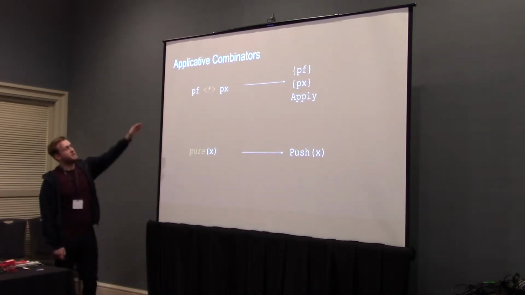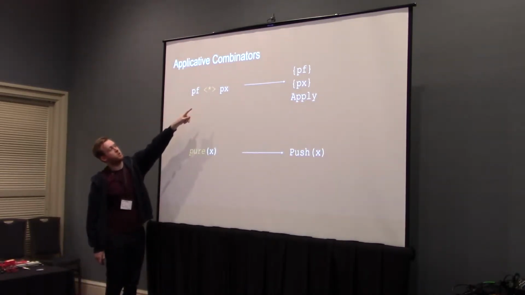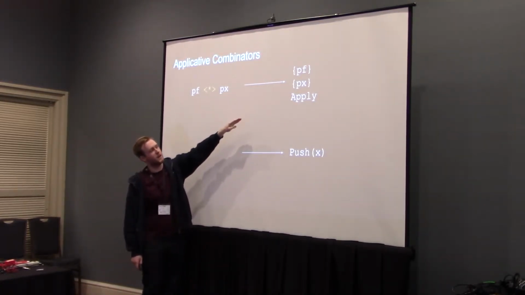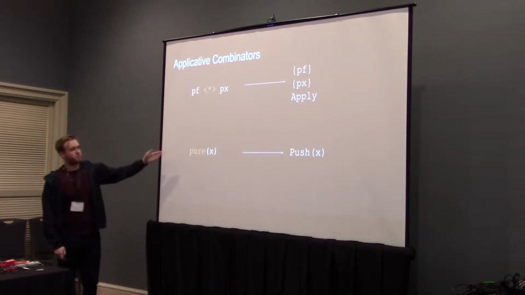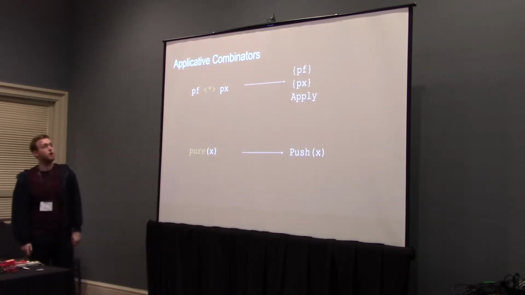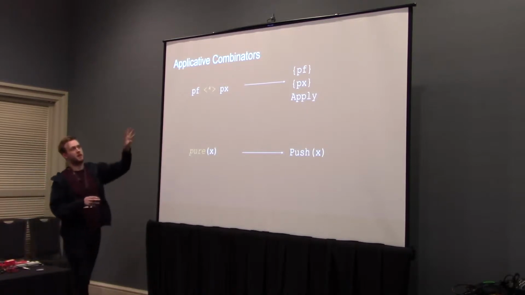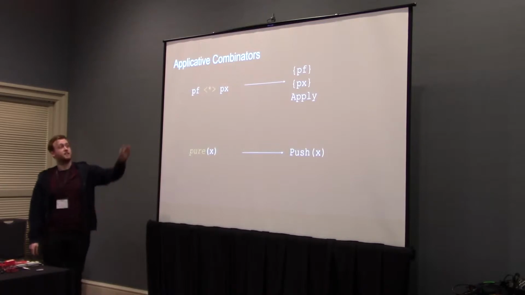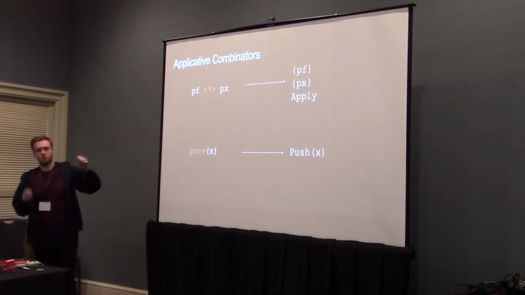So when we see a PF applied to a PX, we're just going to have the bodies of PF and PX followed by an application. And a pure corresponds to a push, where we're pushing something onto the stack. So all our computation in terms of the applicative operators happens on one of the stacks. The intermediates are pushed on, apply will take two things off the stack and put them together, and push will just put a pure value onto the stack.